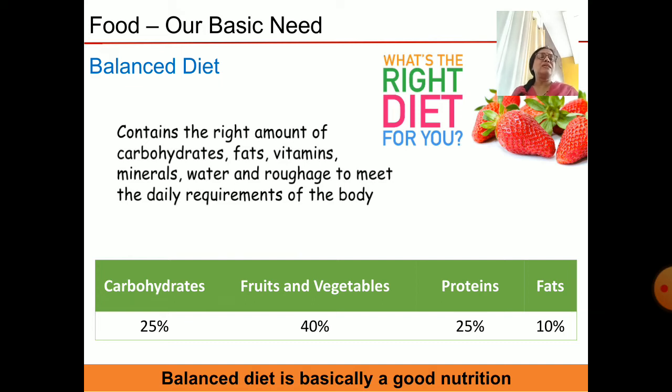You can see in the table given, 25% of carbohydrates should be there, fruits and vegetables should be 40%, while protein should be 25% and fat should be only 10%. Okay, and so if all these nutrients are there, then we call it a balanced diet, and a balanced diet basically provides us good nutrition.